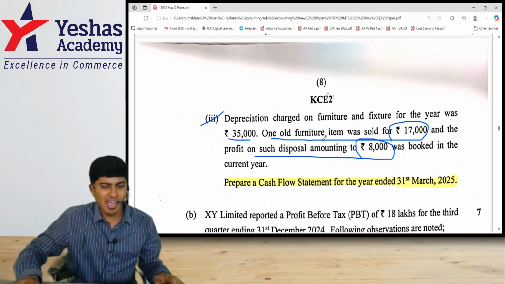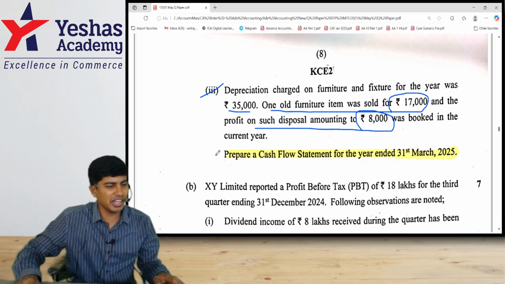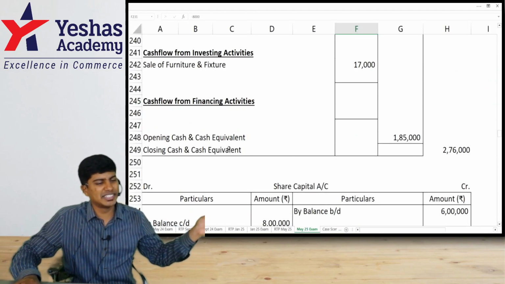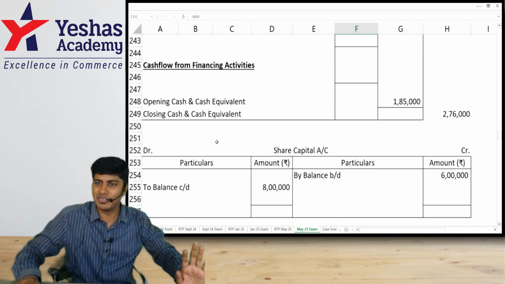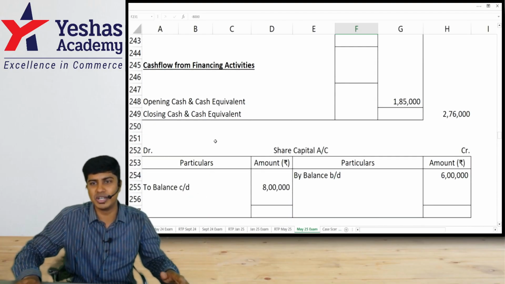What do we have after this? Yes, the entire problem is over. Full question I have completed reading. What should I do? Close the ledgers that I have opened, put them to the respective activity in the cash flow statement, and that's it. The CFS will tally.